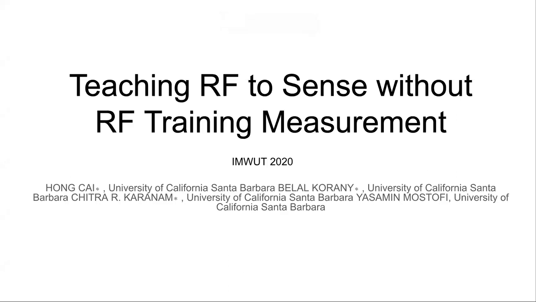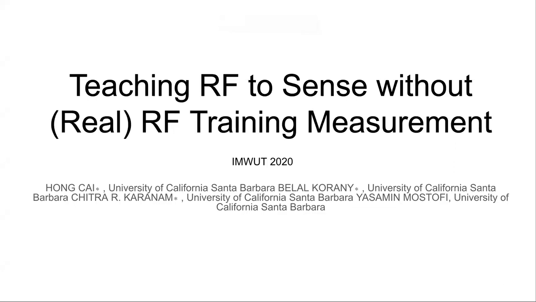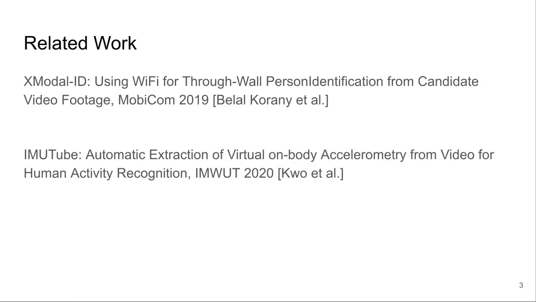So actually, it's published in IMWUT 2020. The title is a little bit exaggerated, and I would like to say teaching RF to sense without real RF training measurements, because they do use RF measurements for training a neural network, although they're captured in simulations. So I think the authors want to emphasize the fact that these RF measurements are not collected in the real world.